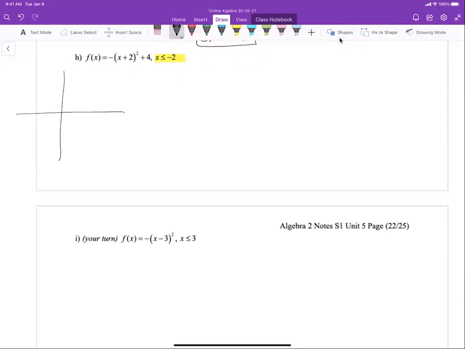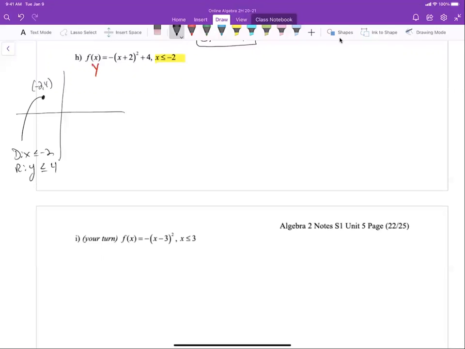Once again, left 2, up 4, and I'm only looking at the values of x that are less than -2. So this is (-2, 4), my original spot. My domain, my x, is less than or equal to -2, and my range, my y, is less than or equal to 4. It's important to write those because you need it.